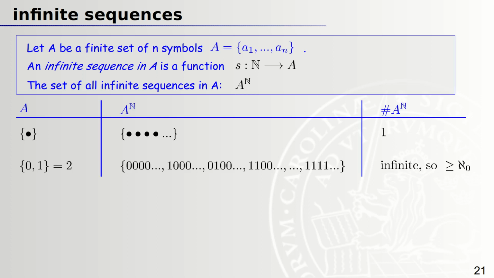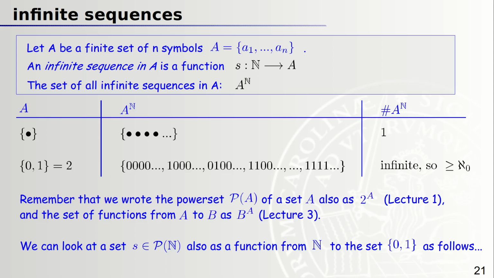Note that sometimes the digit 2 is used as a shorthand for the set of two elements, especially when the exact nature of those elements isn't important. Here we shall use 2 and the set containing 0 and 1 interchangeably. Remember from the first lecture that 2^A was an alternative syntax for the power set of a set A, and also that in lecture 3 on functions, one way to write the set of all functions from A to B was as B^A.